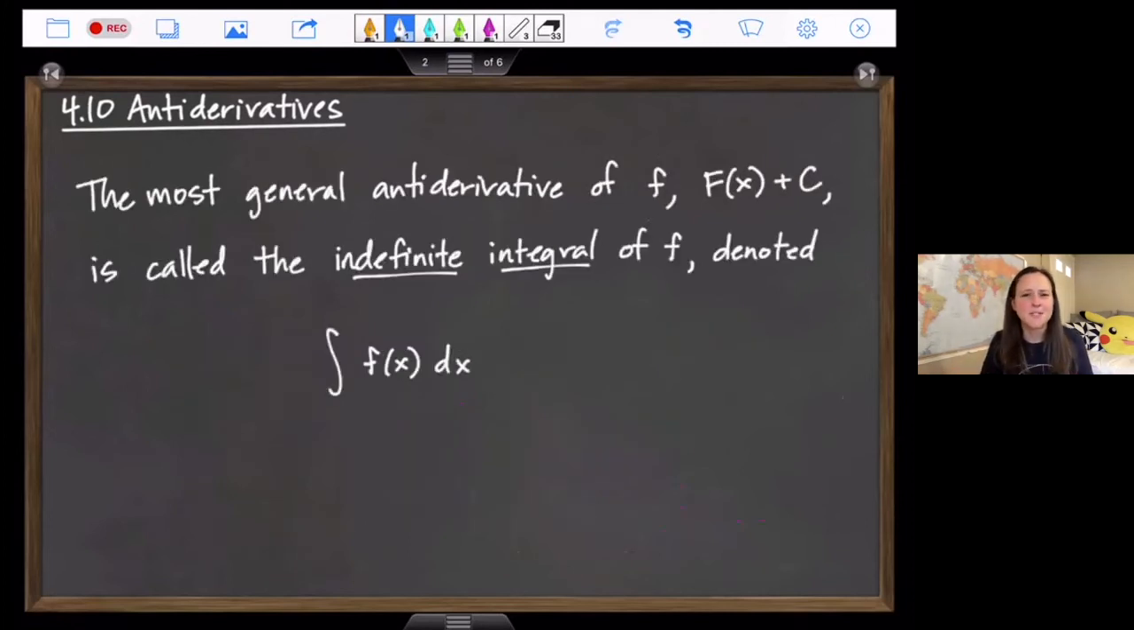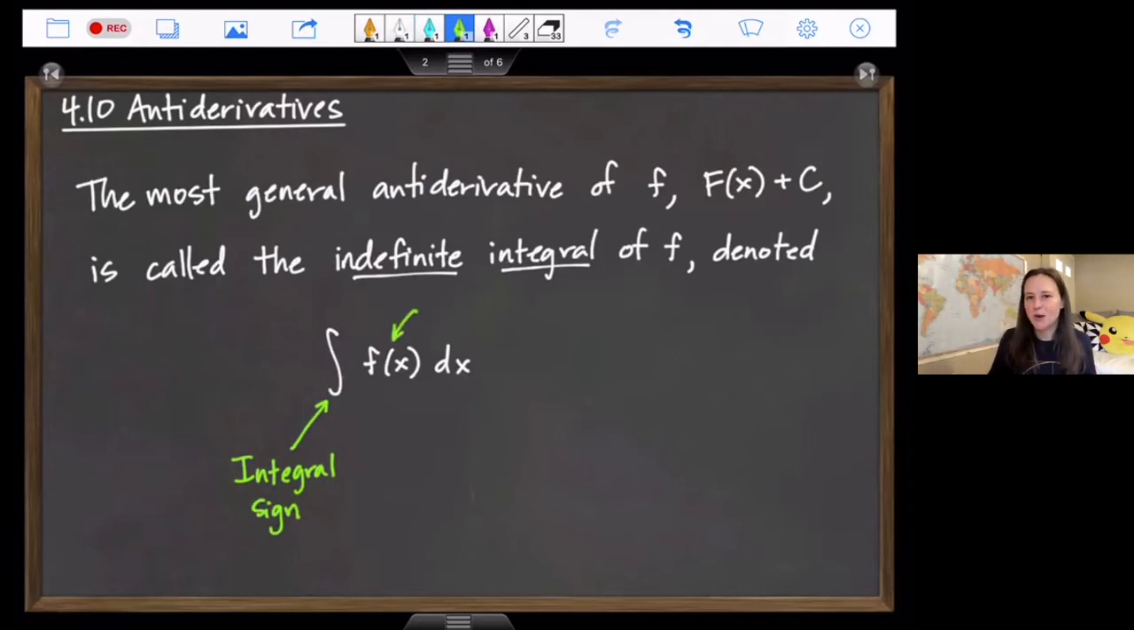We have some very interesting notation for the antiderivative of a function lowercase f. So the most general antiderivative of lowercase f, capital F of x plus C, is called the indefinite integral of f, and it's denoted with this notation down here. All right, so we're going to call this kind of elongated S symbol our integral sign. You've got f of x, so this is the function that you're integrating. We call this the integrand.